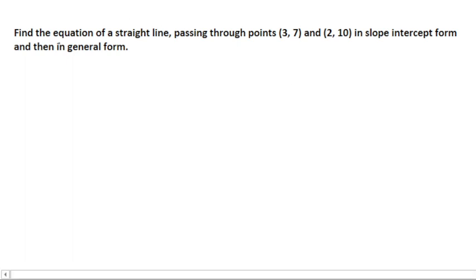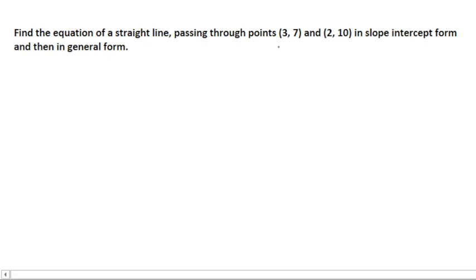In this question, we have to find the equation of a straight line that passes through these 2 points. So we are given 2 points that lie on that straight line, and the equation should be in the slope intercept form and also in the general form.